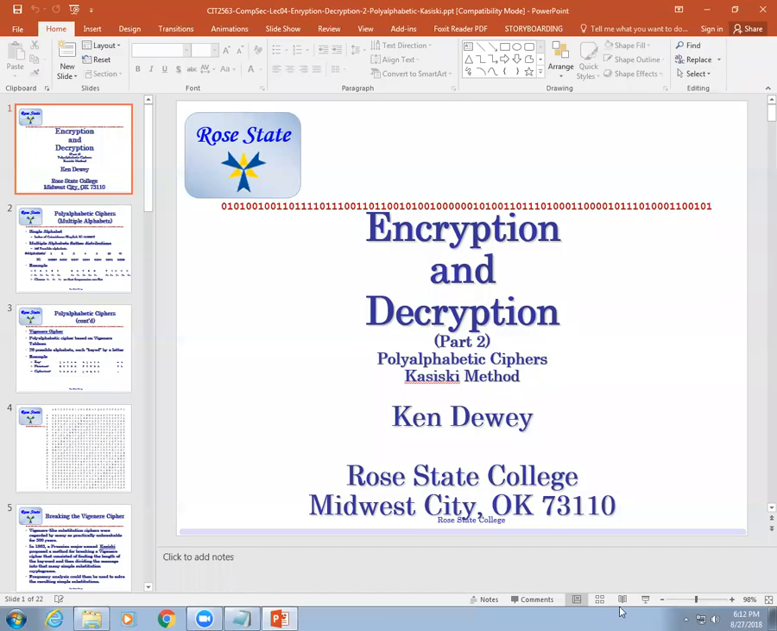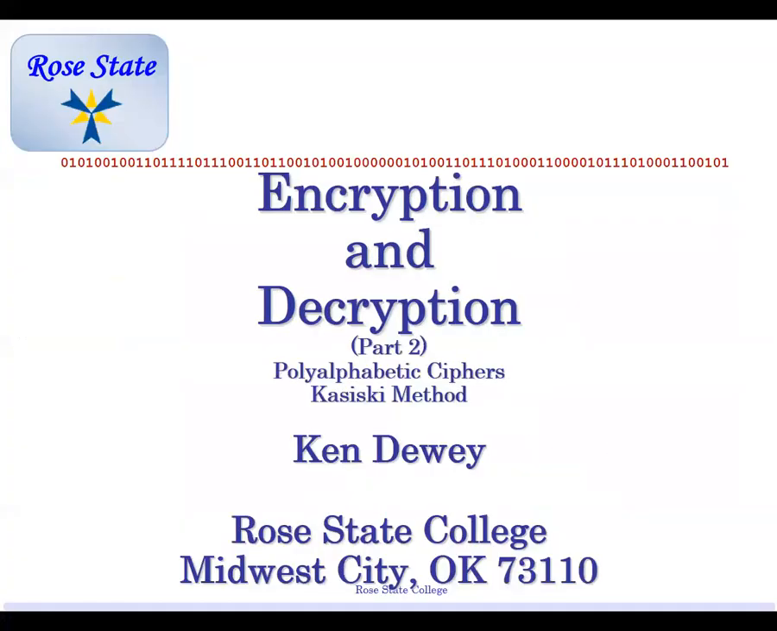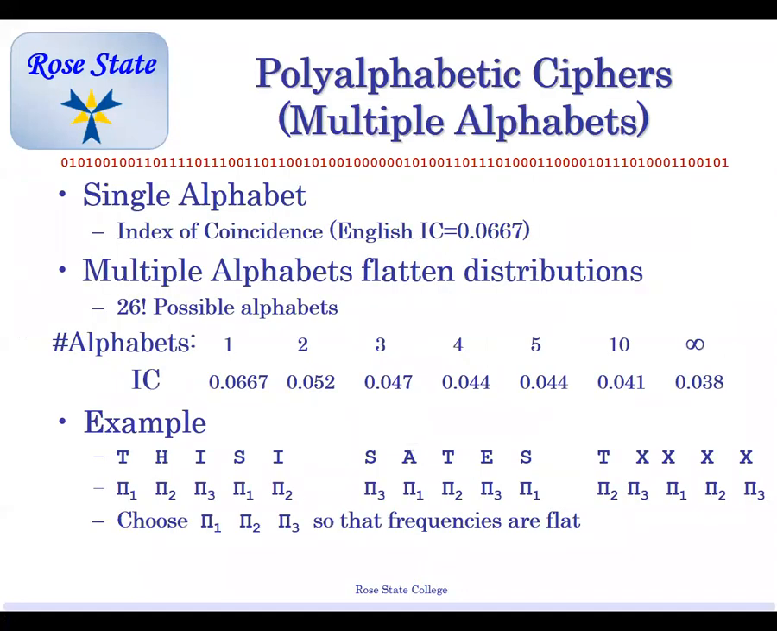Okay, now we're on to lecture 4, which is encryption, decryption, part 2, working with polyalphabetic ciphers. We already talked about a single alphabet. With a single alphabet, we know the index of coincidence was 0.0667 if it was in English. Did that like 5 seconds ago.